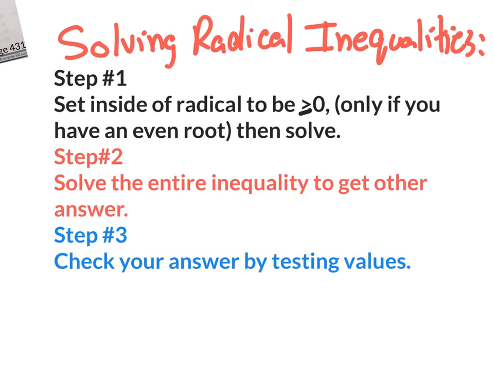But if you do have an even root, you set it to be greater than or equal to 0, you solve it, you get an answer, and then you go back and solve the entire inequality to get the other answer. And step 3 is to check your answer by testing your values. You might have to write it as a compound inequality the way we did on that example. Or maybe they're apart, you would leave it with the word or, separate. Or they might be going in the same direction. And we could go over an example of that in a bit. Okay, so let's go to our actual worksheet.